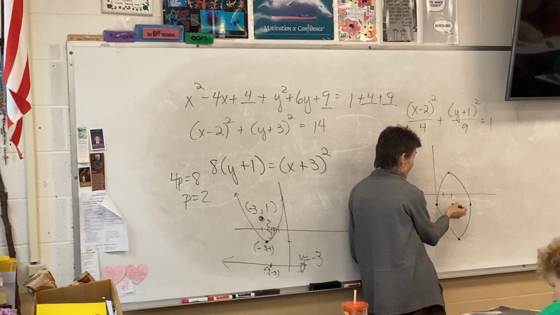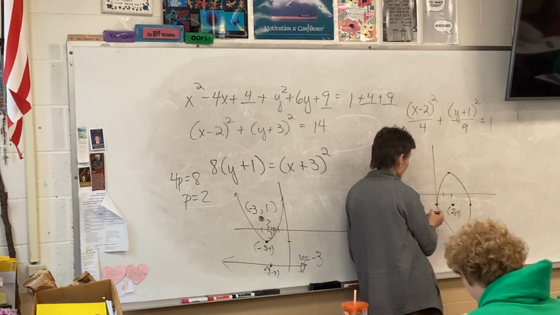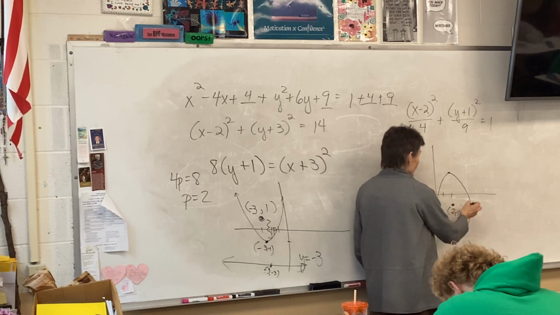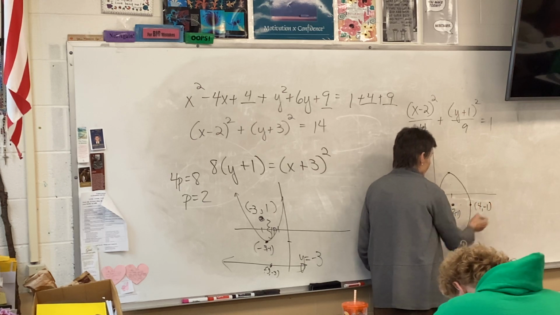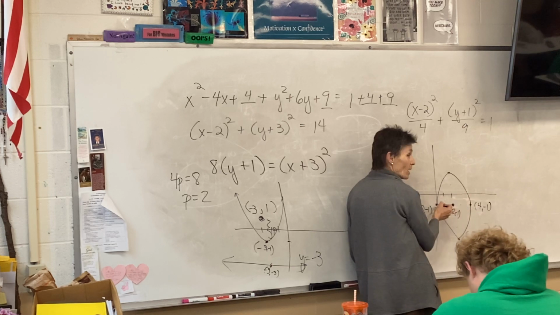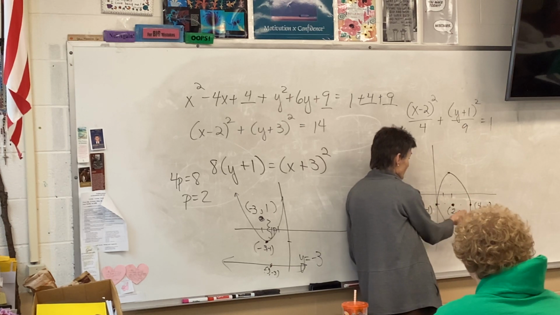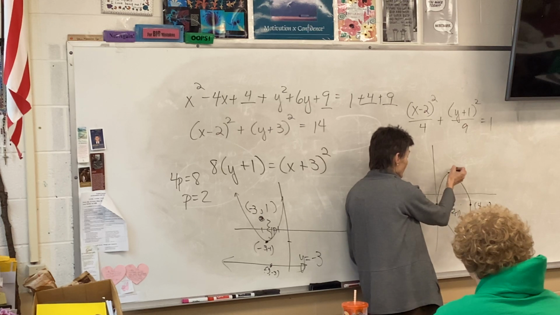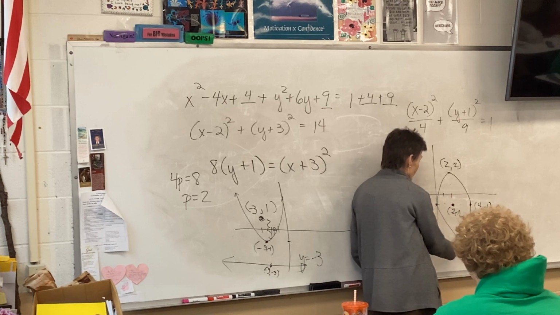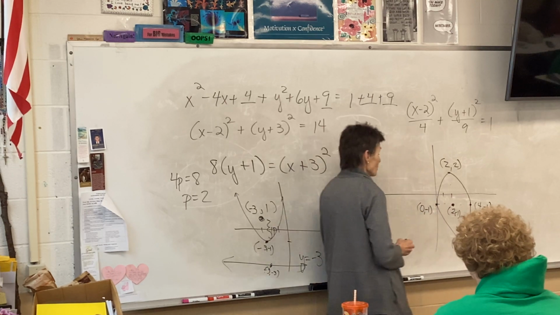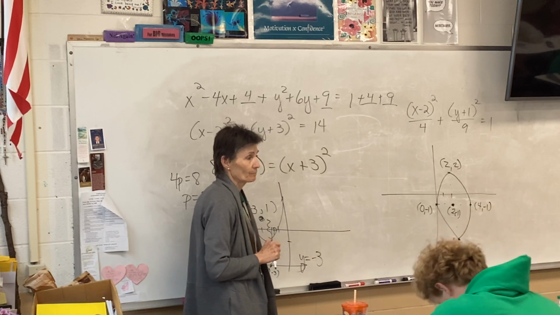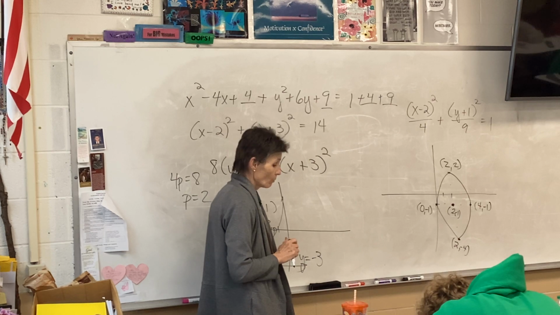So start at your center and back up 2. You're at 0, negative 1. Go forward 2. You're at 4, negative 1. You're starting at 2 and adding and subtracting 2. Now I'm going to start at negative 1 and add 3 and subtract 3. So those are the 4 points that are vertices for your ellipse.